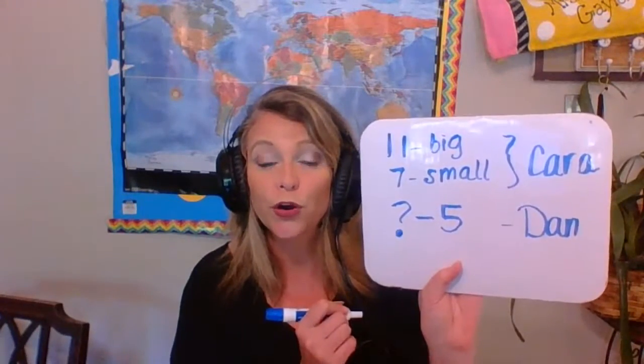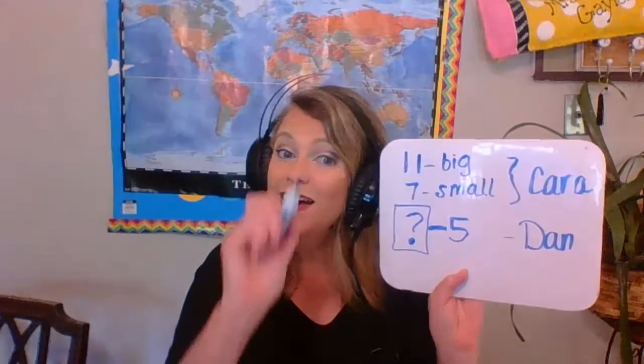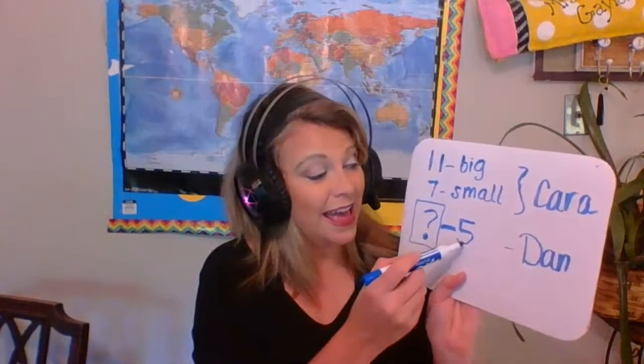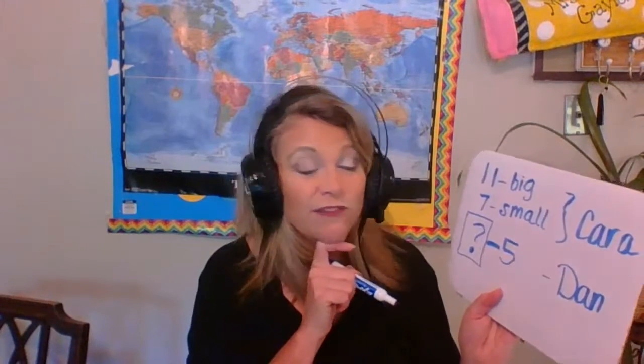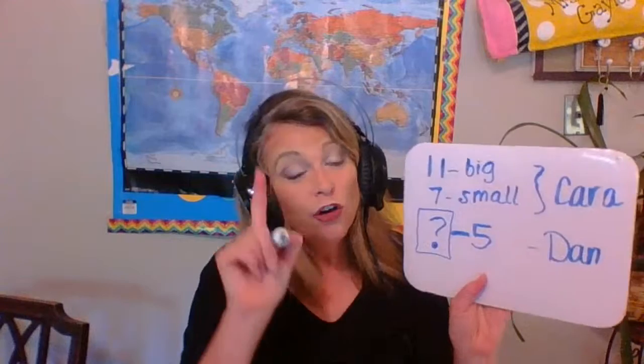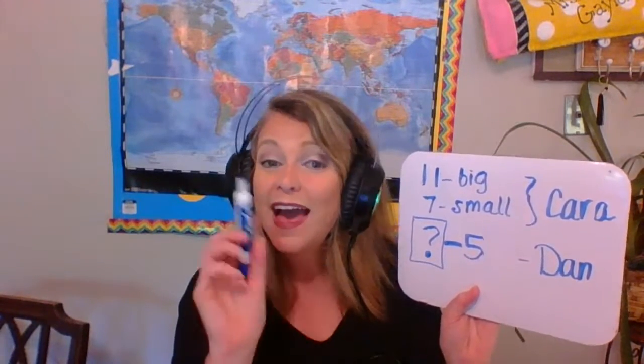Now we're not sure how many Kara picked yet, but we know that Dan picked 5 fewer. So we're going to find that number, and then we're going to use our keyword fewer, which means subtract, and subtract 5, okay? Let's see if we can find how many Dan picked. What is the first step in this two-step word problem?